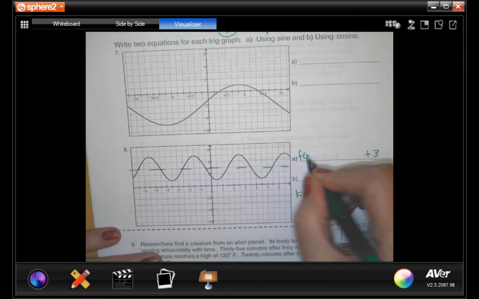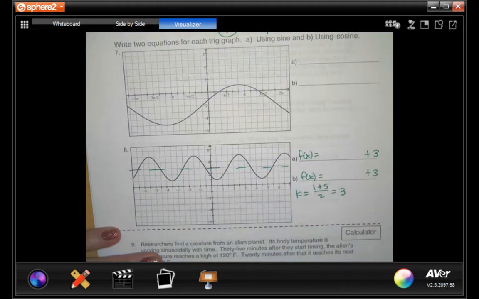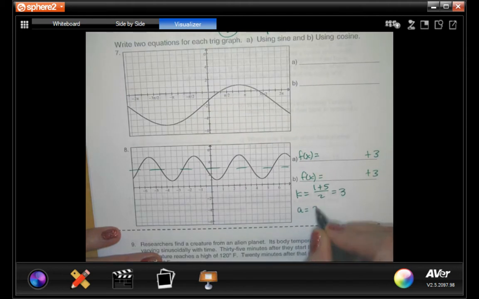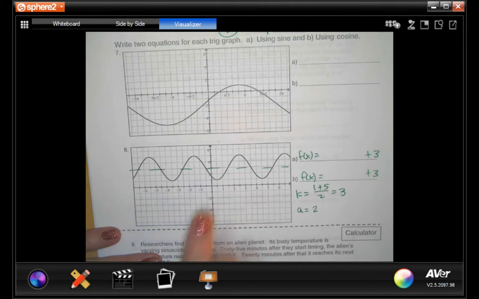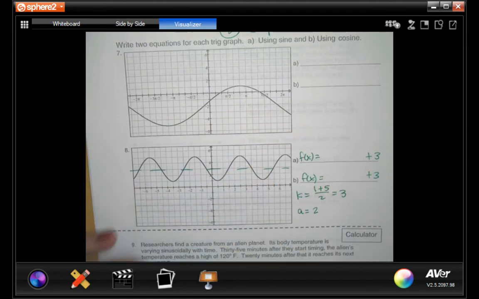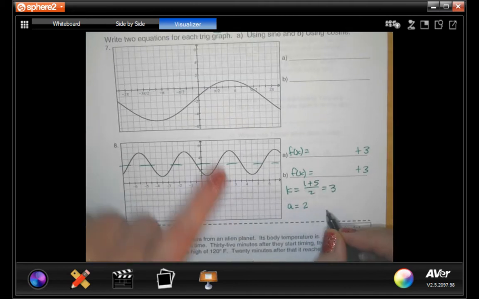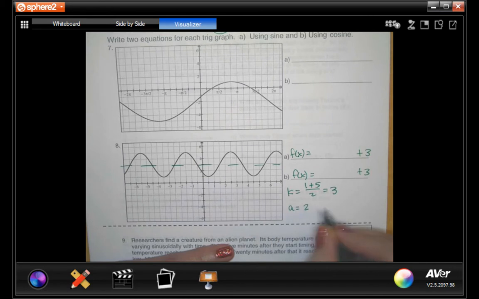So what's A? A is 2. And you can do it either way. You can just look to see, well, here's the average, so I'm 2 above it or I'm 2 below it. That's A. You could also, if you wanted to, subtract the high and the low. So we could do 5 minus 1 and divide by 2, which also gives us that 2. So either way.